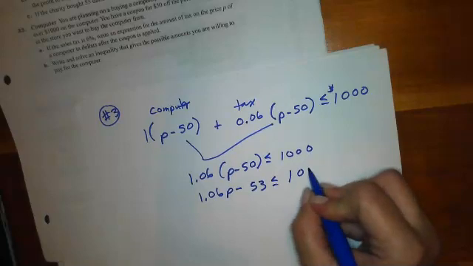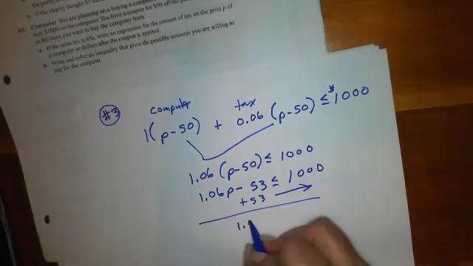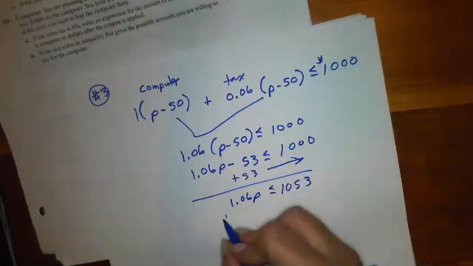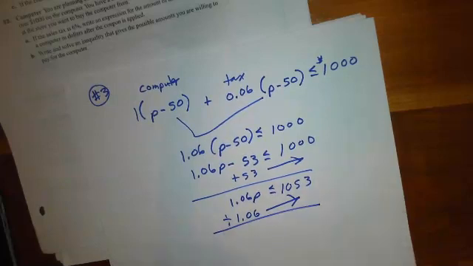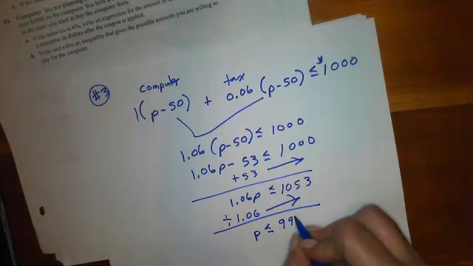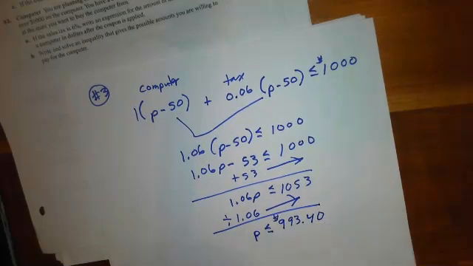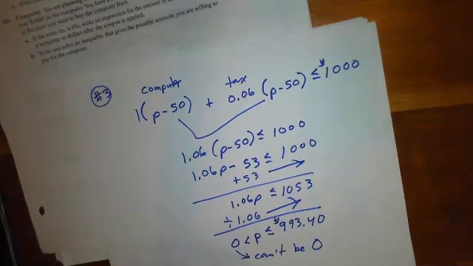is less than or equal to 1,000. I'm going to add 53 to both sides. 1.06P is less than or equal to 1,053. Divide by 1.06, and we get P is less than or equal to $993.40. Now, I hope you recognize that obviously the price can't be zero. So I, in addition, want you to do P has to be greater than zero, okay? Because obviously we can't have a price of zero. Can't be zero, okay?